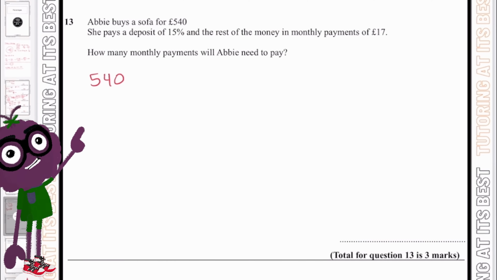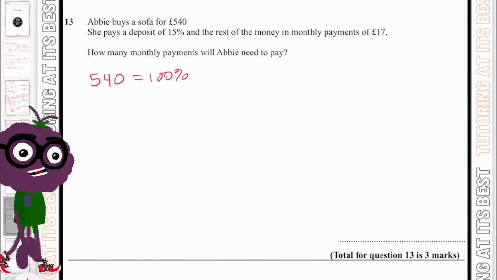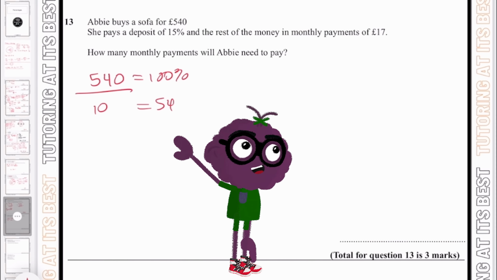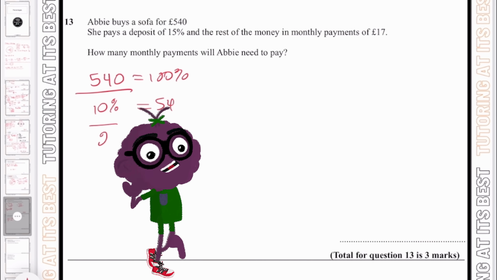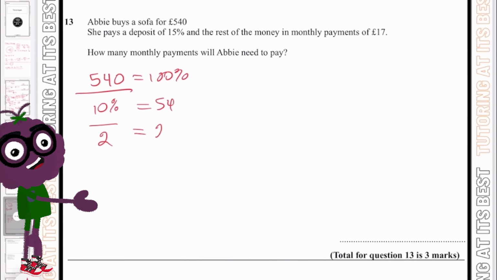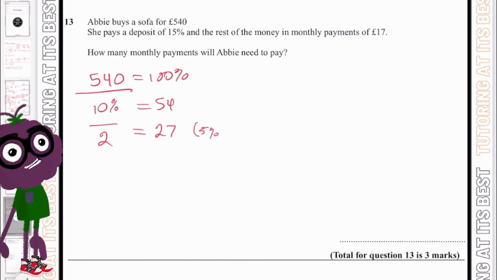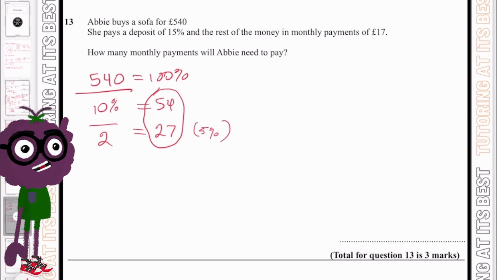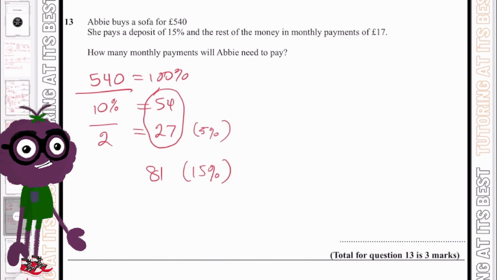Okay, so let's calculate 15% of £540. So we know this is 100%. I'm going to divide this by 10 and that will give me 54. So now I know 54 is seen as 10%. I'm then going to divide this by 2 and that's going to give me 27. And that again is my 5%. So again, 10% divided by 2 is 5% and that's 27. So overall, I need to add 54 and 27, which gives me 81, which is my 15%.